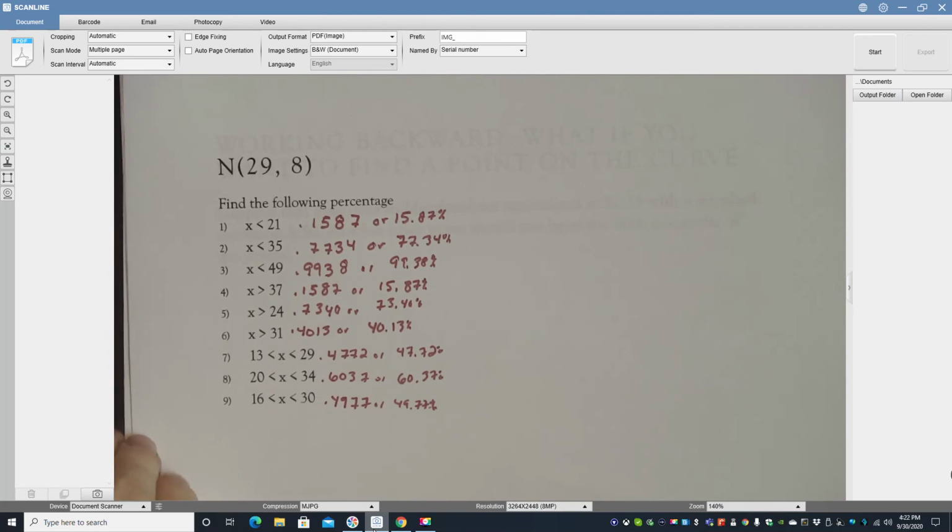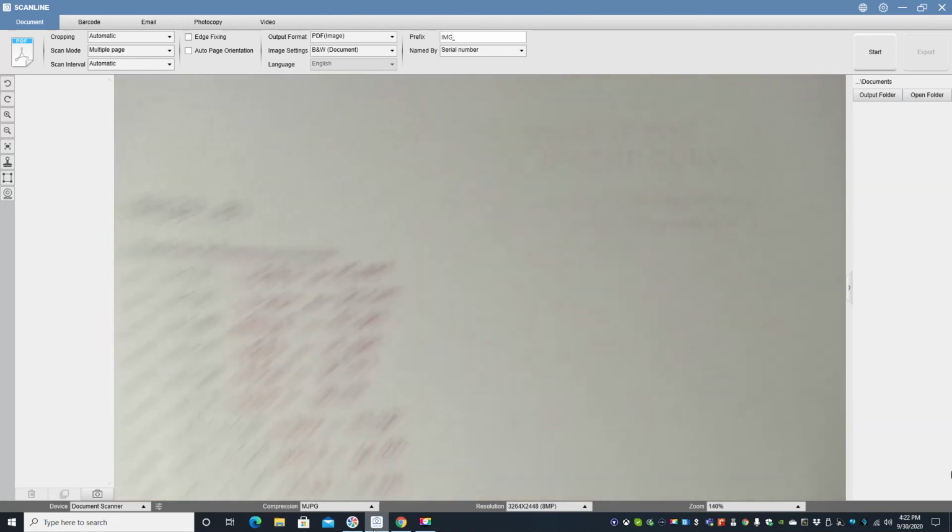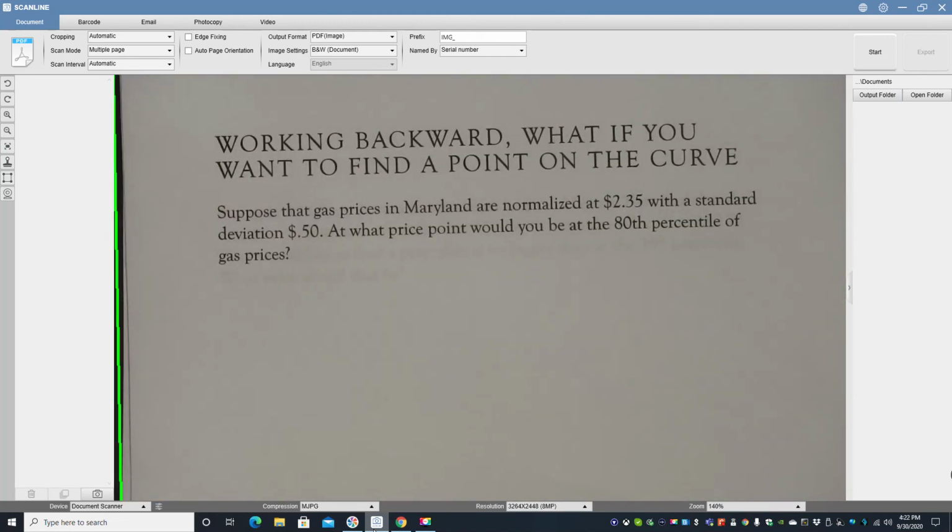Okay, so let's suppose you kind of wanted to work backwards. Suppose the gas prices in Maryland are normalized at $2.35 with a standard deviation of 50 cents. At what price point would you be at the 80th percentile of gas prices? Now, if you wanted to do that algebraically, which I didn't really show in class, but I'll do one right here.